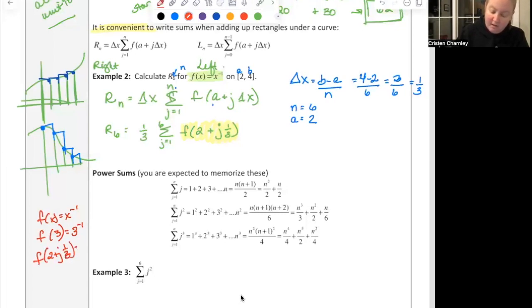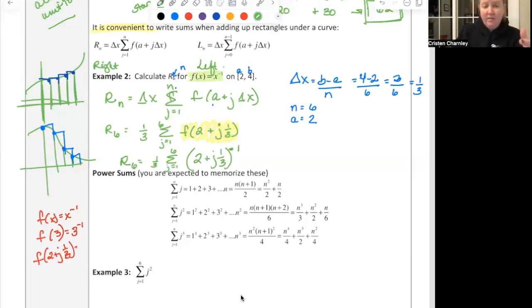So when we go to plug that in, this will be 2 plus j times 1/3 to the -1 power. We don't need f anymore because we've put it into the function. Here's my sigma, and here's a 1/3.